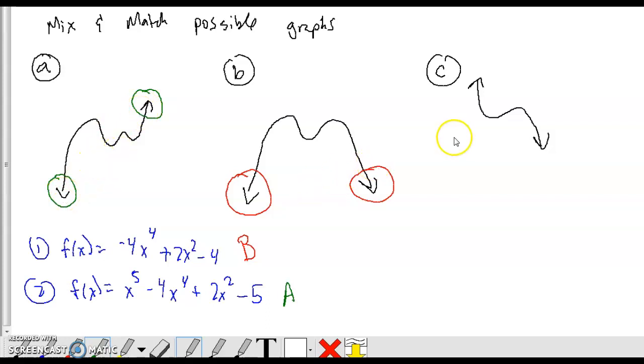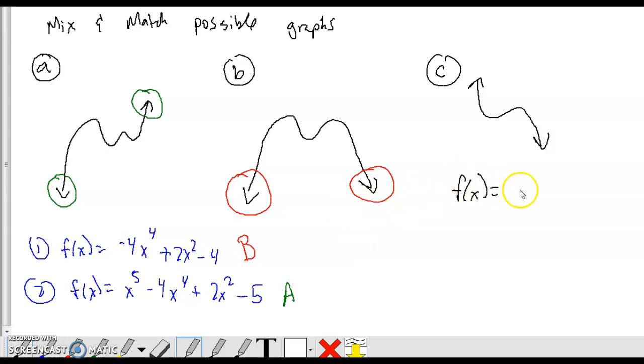So what I want you to do is come up with your own equation for letter C. So can you come up with an equation that should be letter C? There's a million different ways that you could come up with one, but just take a moment and try to come up with one right now. Okay, hopefully you paused the video.